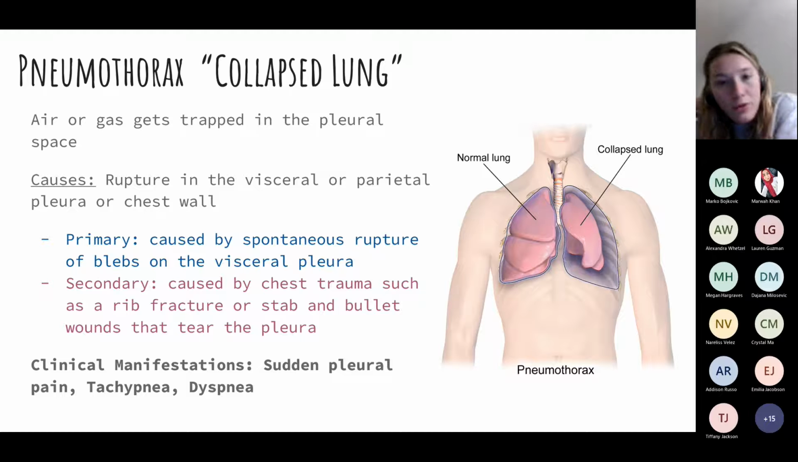Our primary pneumothorax, this is our spontaneous rupture of our blebs. So we don't really know exactly what causes it. We just know that there's an issue with these blebs. Our secondary pneumothoraces are much more common, especially in the hospital setting. Usually your trauma patients, they'll have that secondary pneumothorax.